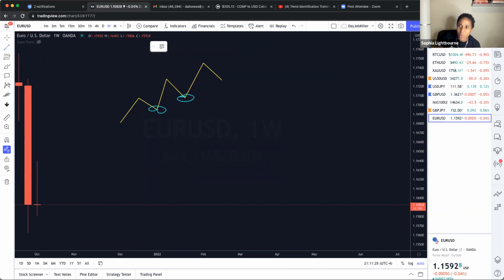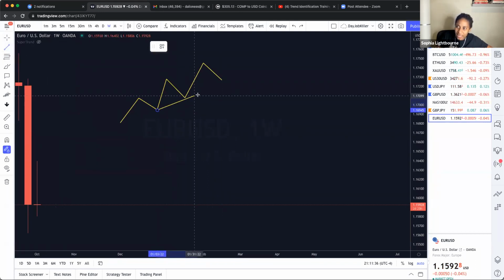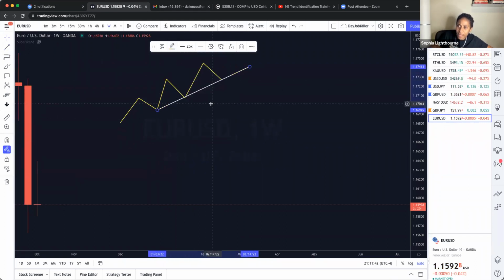And what you want to do when you see two lows, guys, all you do is go to your TradingView, your trend line tool, and you just want to connect the dots. Y'all remember connect the dots in school? I'm gonna make this a different color just so we can see it easily. Okay, y'all see that? I just connect the dots. Does that make sense?